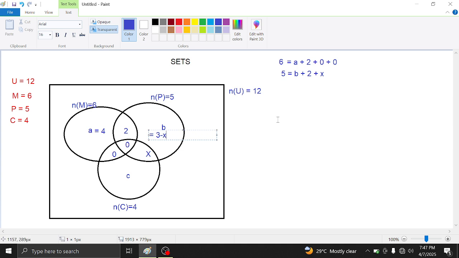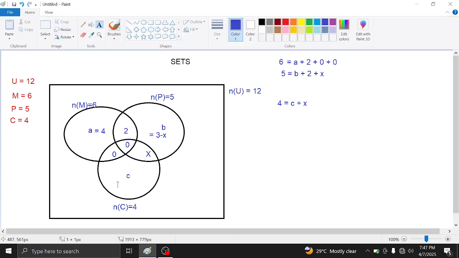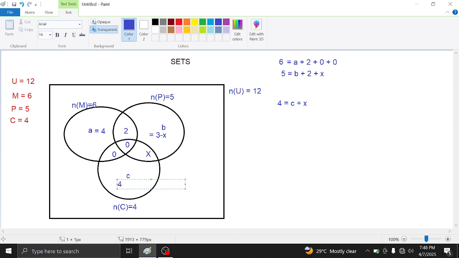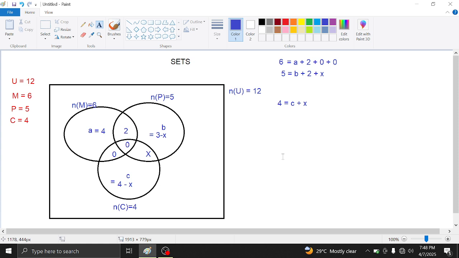Now let's find out C. That one too is 4 being equal to C plus X plus 0 plus 0. So C will be equal to 4 minus X. 4 minus X will be equal to C, right? Okay, so that's the Venn diagram. We represent the information on the Venn diagram.